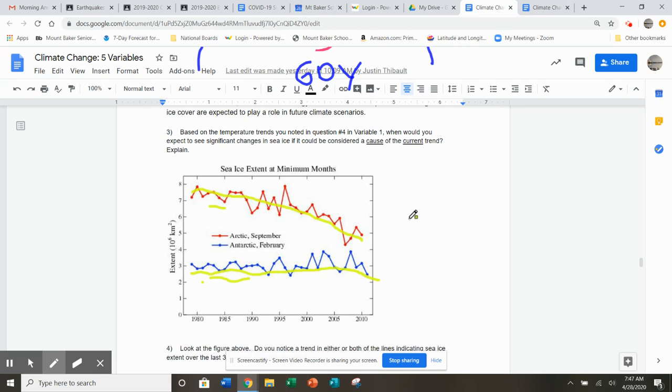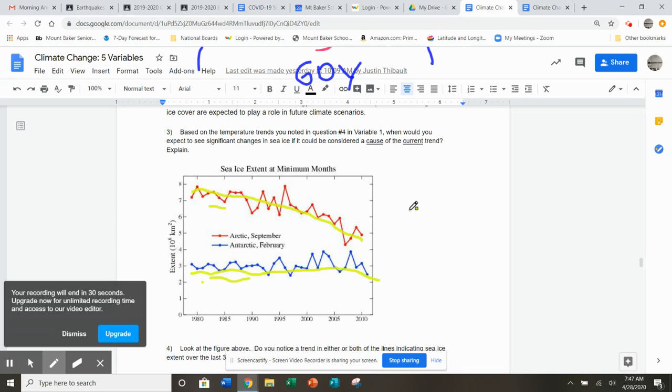So if you have less sea ice, what does that mean for sunlight getting absorbed by the ground? It's going to go up, right? The less sea ice you have, the more sunlight you have hitting the ground, and the more warming there is.